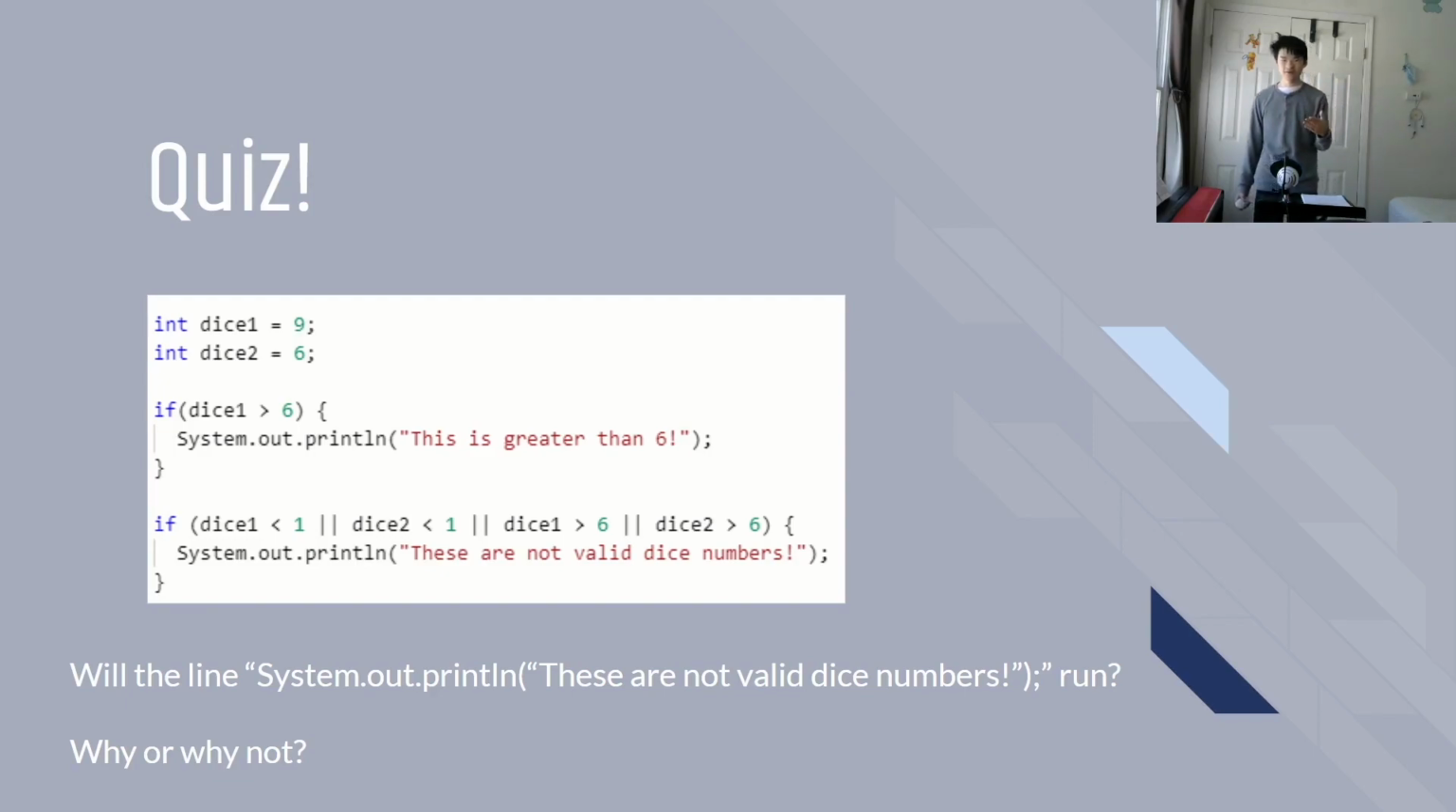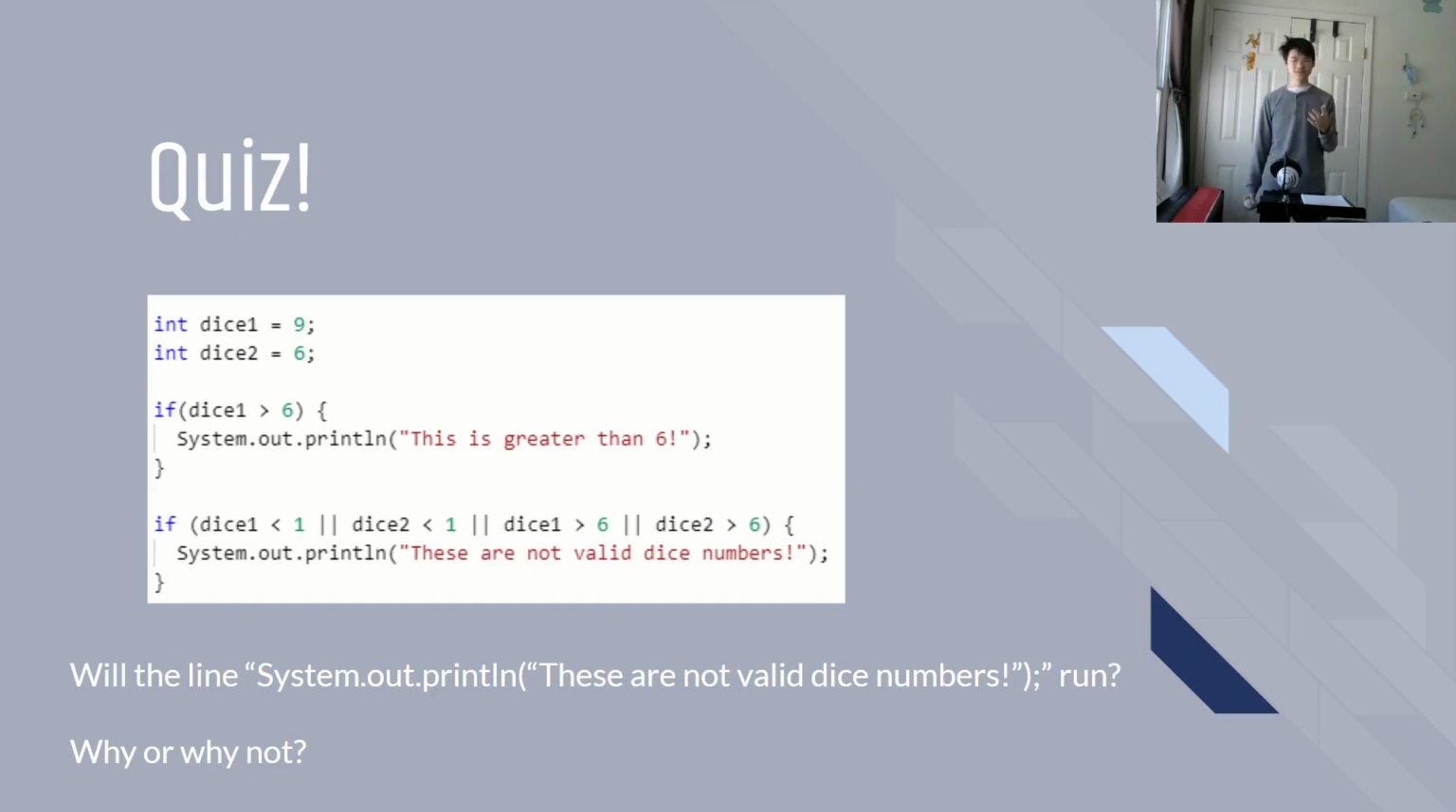If dice1 is less than 1, or dice2 is less than 1, or dice1 is greater than 6, sorry, or dice2 is greater than 6. So we have 3 OR operators, but they all have 2 operands. So if any one of these conditions is true, then it's true. Or rather, the condition is fulfilled. So dice1 is currently equal to 9. So let's go through each one.